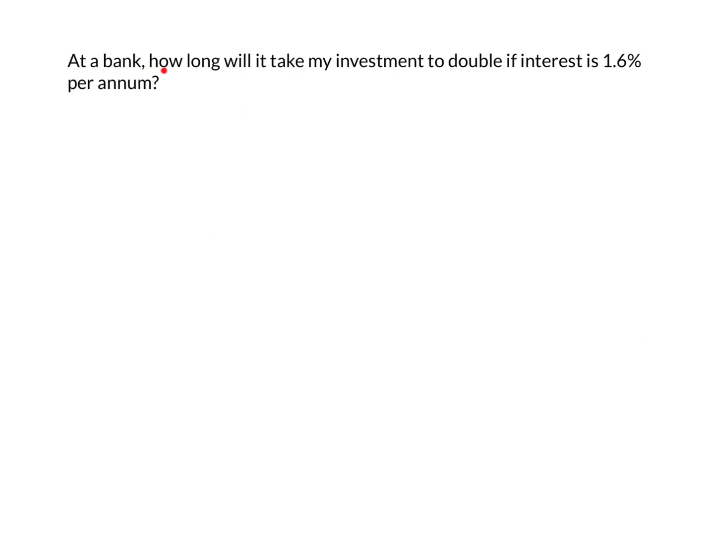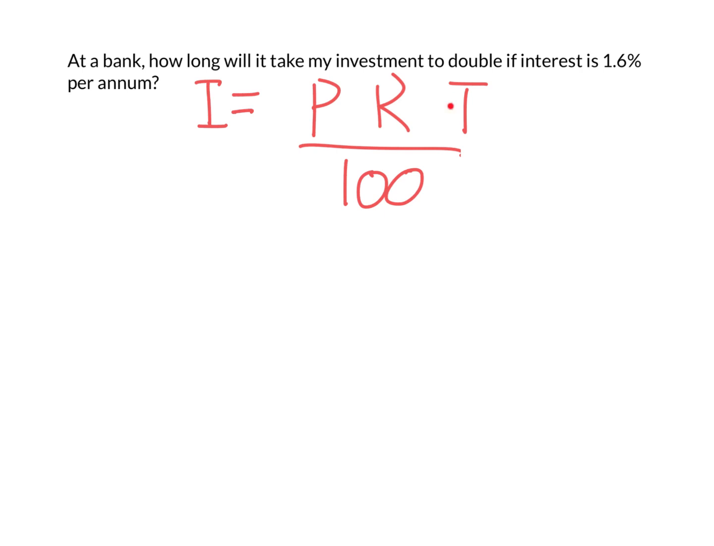So in this question, we're asked at a bank, how long will it take my investment to double if interest is 1.6% per annum? So we know that interest is principal times rate times time over 100. Now in this case, we are being asked to find T because how long means T. It means how many years or months or whatever. So when you're asked to find P, R, or T, just substitute in everything you know into the formula and then rearrange for what you don't know. So for example, in this case, we know that R is 1.6. So I'm going to replace R with 1.6.